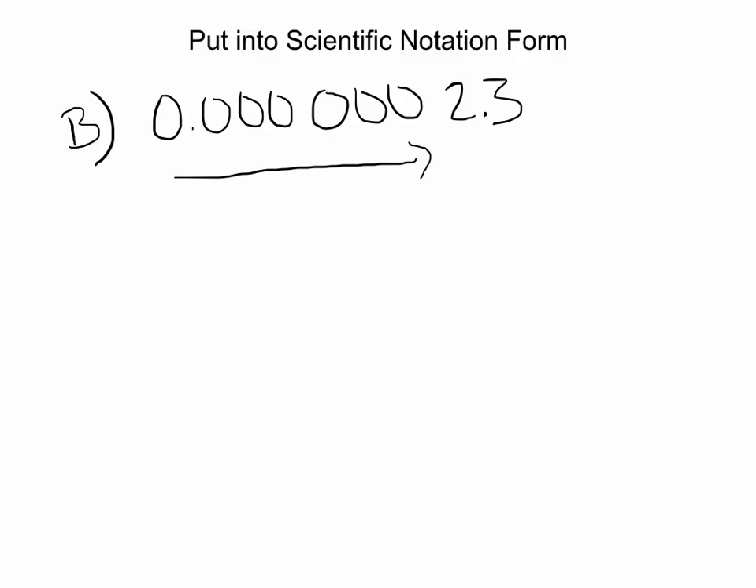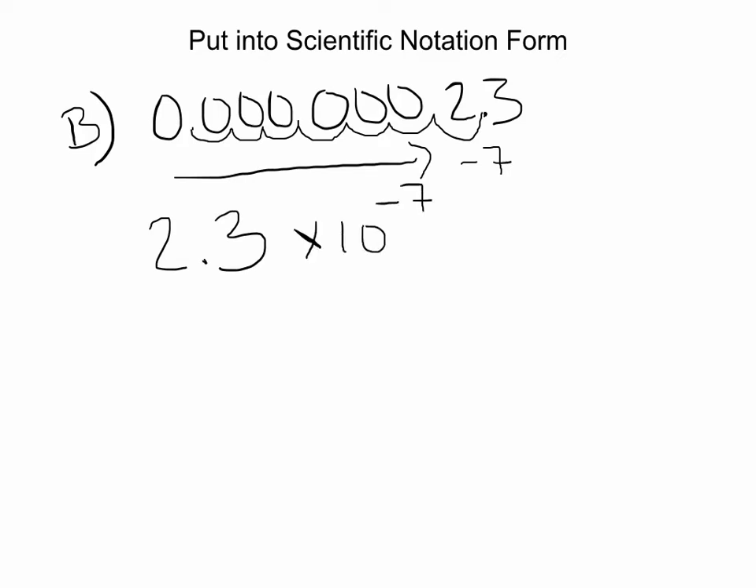That means that we're going to move our decimal 1, 2, 3, 4, 5, 6, 7 times. But because it's going to the right, it's going to be a -7 in the exponent. So this number is going to be written 2.3 times 10 to the -7th. Okay.